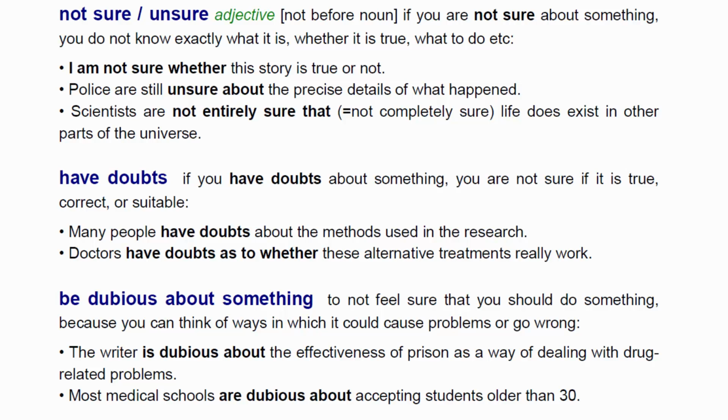If you are not sure about something, you do not know exactly what it is, whether it is true, what to do, etc. I am not sure whether this story is true or not. Police are still unsure about the precise details of what happened. Scientists are not entirely sure that, or not completely sure. Scientists are not entirely sure that life does exist in other parts of the universe.